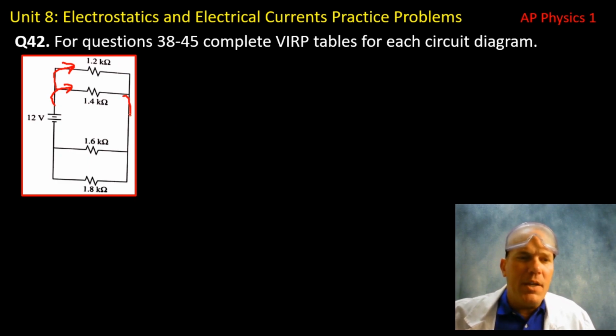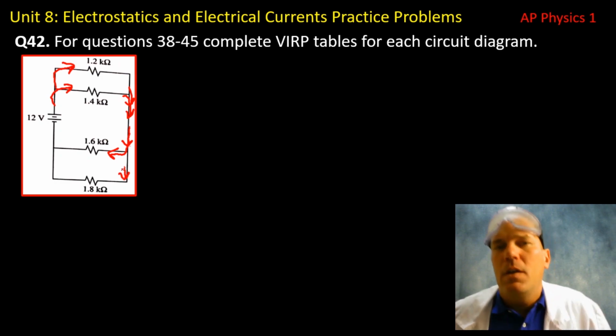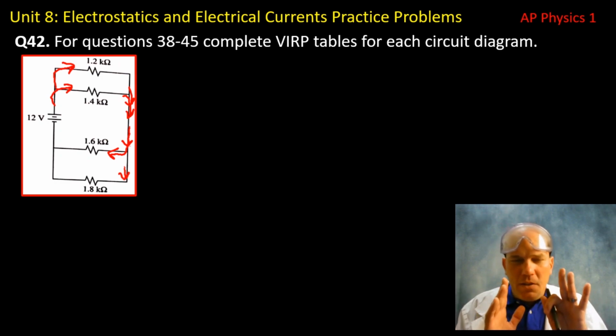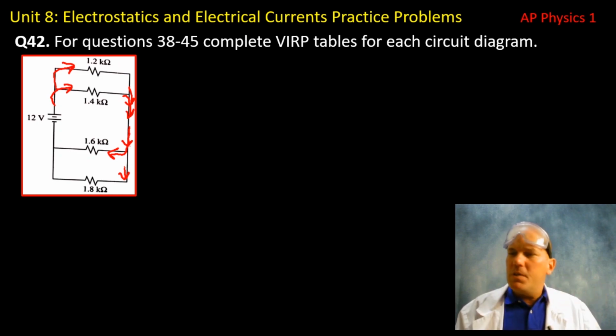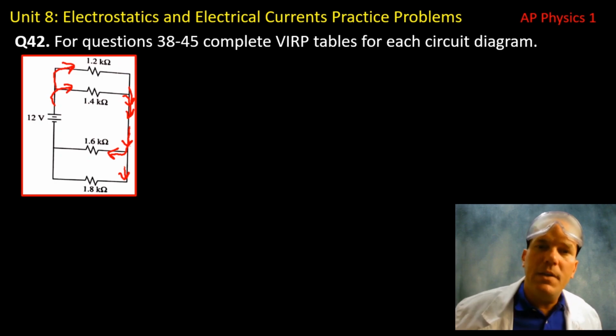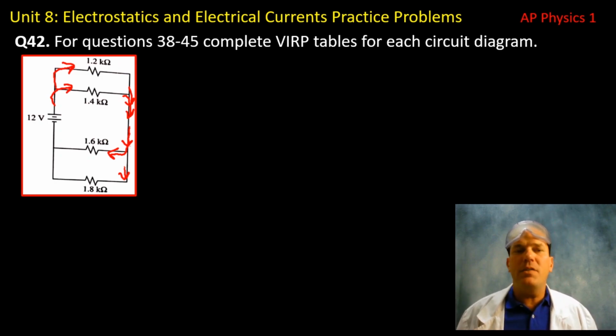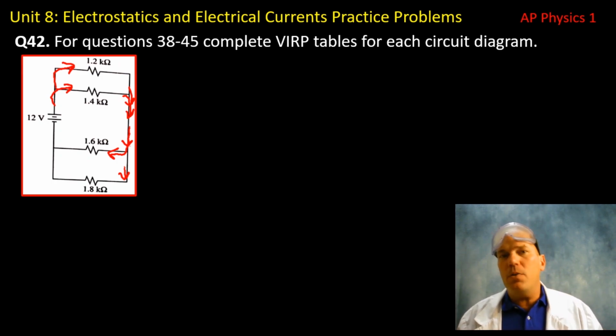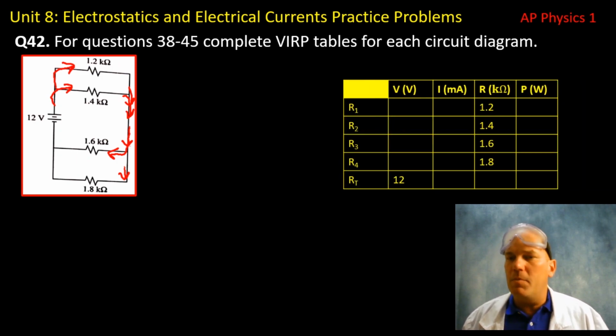Then the current will come together, and whatever the total current is, it will then split again. All right, so a little intuition before just starting out a problem, because at first you might be tempted to put all of these in parallel and analyze them as the equivalent resistance of the inverses of all four resistors, and that would be incorrect. Let's get our VERP table filled out.